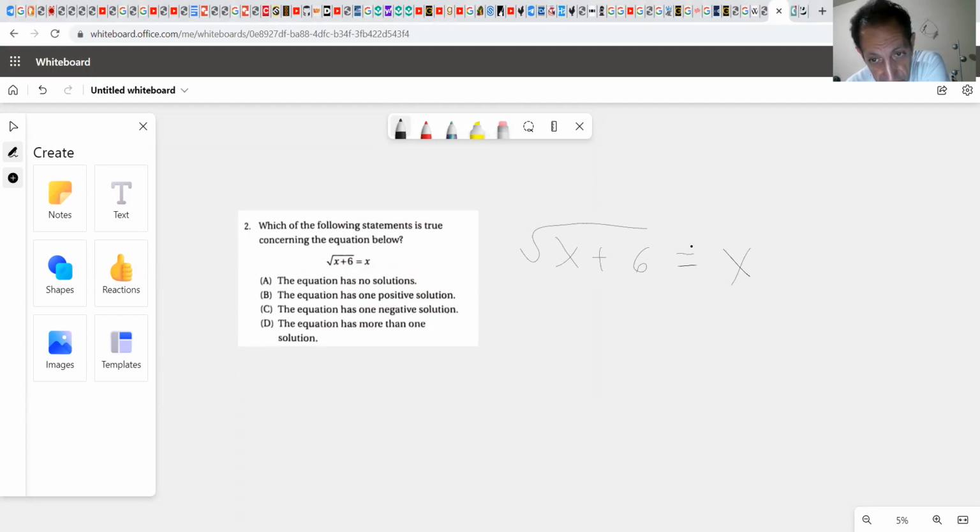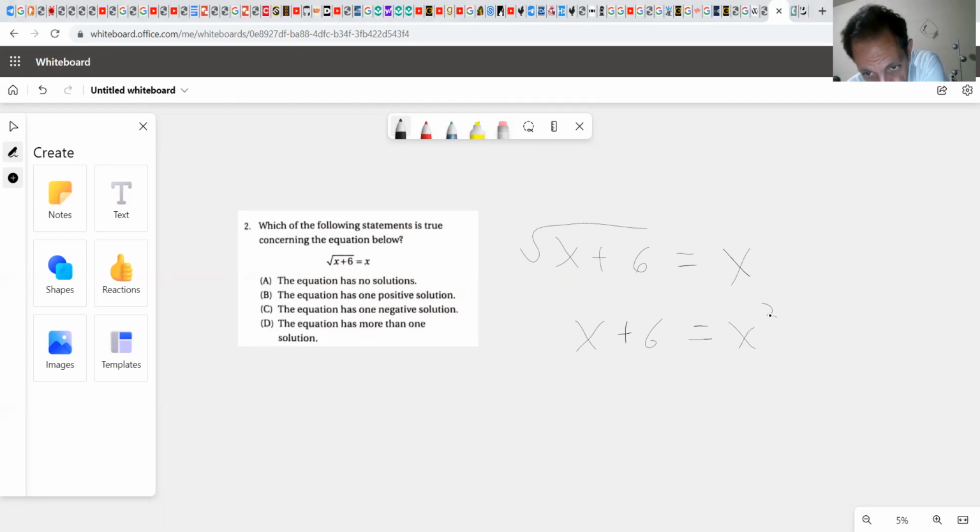So first thing we see is we have the radical sign. In order to get rid of the radical sign, the inverse of a square root is a square. So I'm going to square both sides. The square root of x plus 6 squared is just going to be x plus 6. And then I have to square this, so x squared.